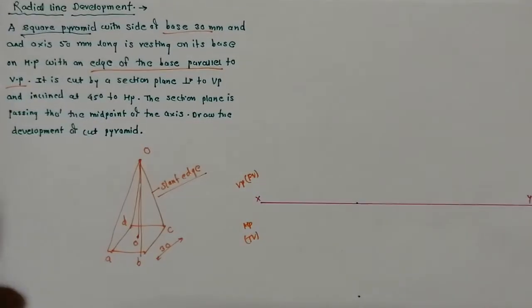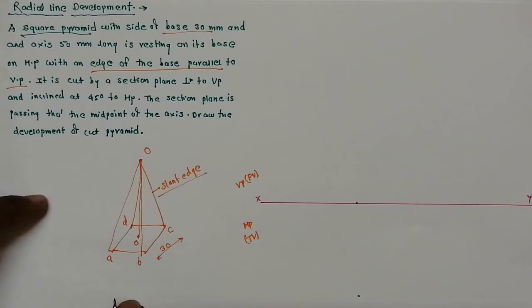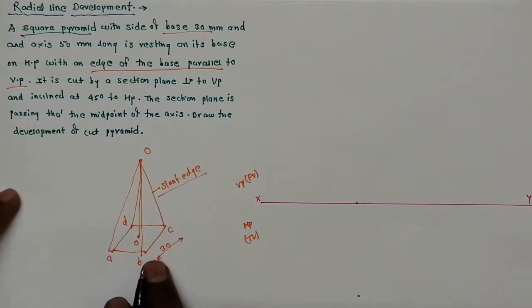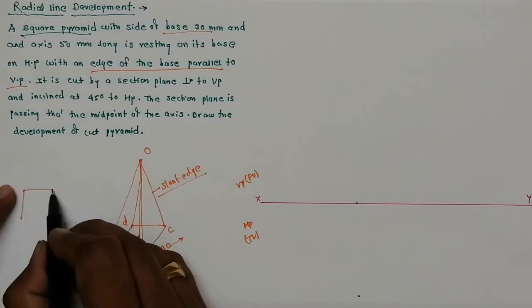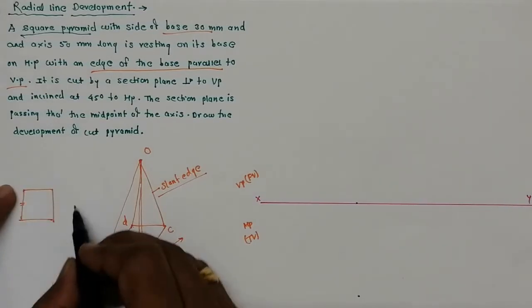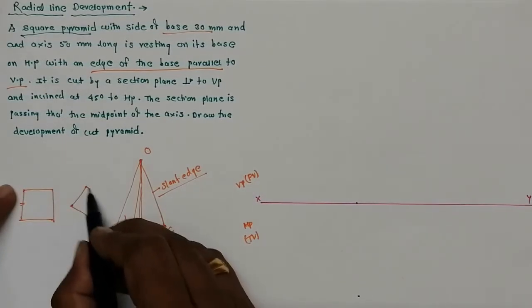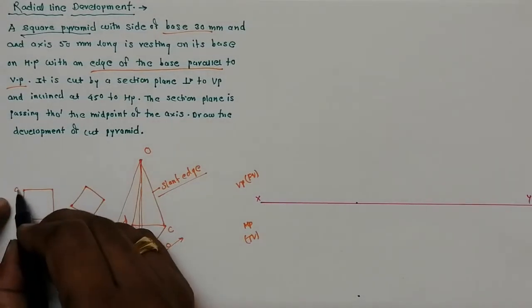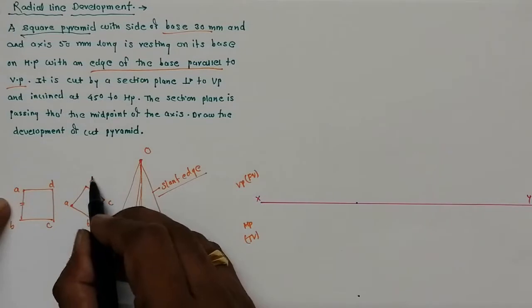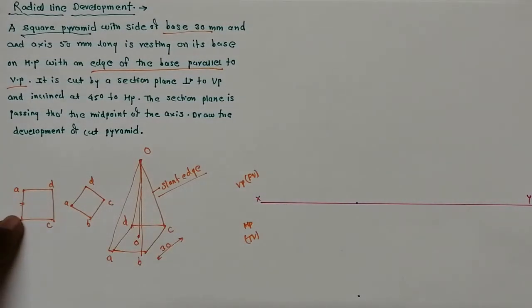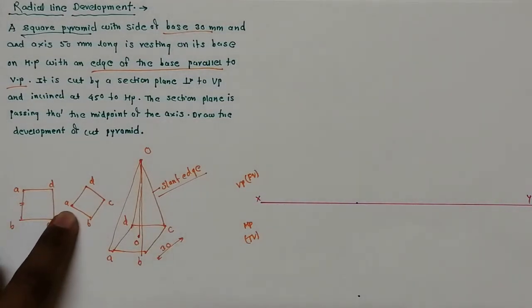There are two positions in which we can put this square. We can put the square like this, on an edge, or we can keep it on a corner like this. Suppose this is ABCD, with AB and CD as shown. This position is called resting on the edge, and this position is called resting on the corner.